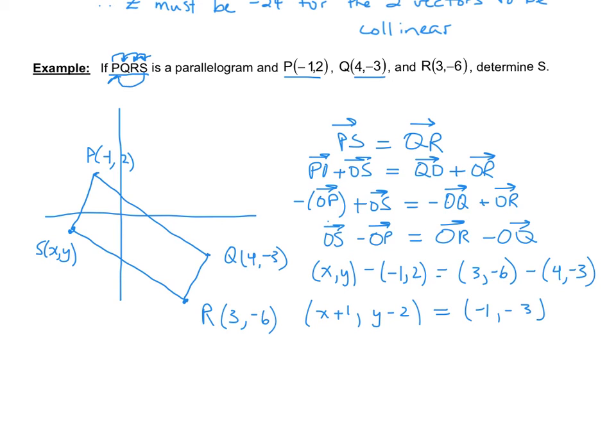For these two vectors to equal each other, their components have to equal each other, meaning x plus 1 would have to equal -1, and y minus 2 has to equal -3. So x plus 1 is equal to -1. Subtract 1 from both sides, x equals -2. And we also have y minus 2 equaling -3. Add 2 to both sides, we get y equals -1. So therefore, S is at -2, -1.